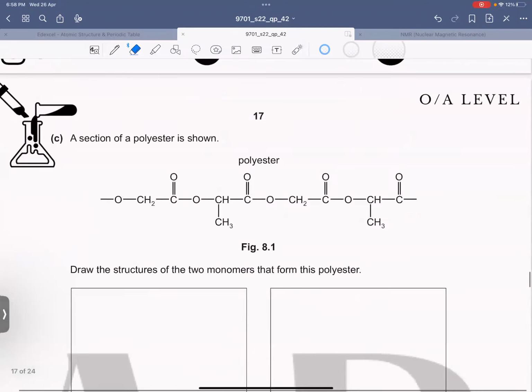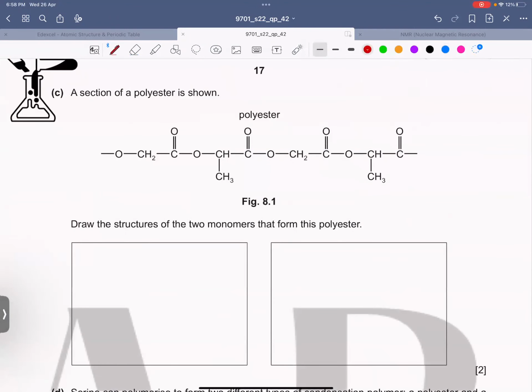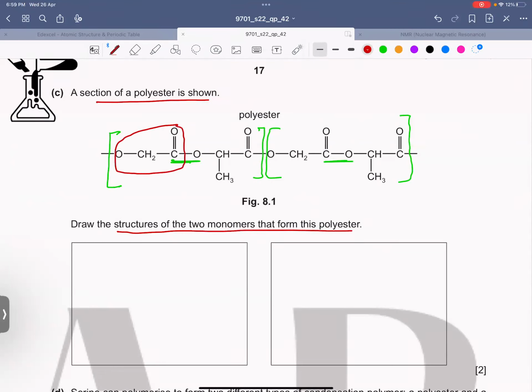Sorry. Okay. Now, a section of polyester is shown. Draw the structure of the 2 monomers that form this polymer. So if you see, if I start from here, I would end over here, because these are the 2 complete repeat units, and in these 2 repeat units you are observing the ester link. So it would help me to identify the monomer, that one monomer residue is this and the other monomer residue is this.